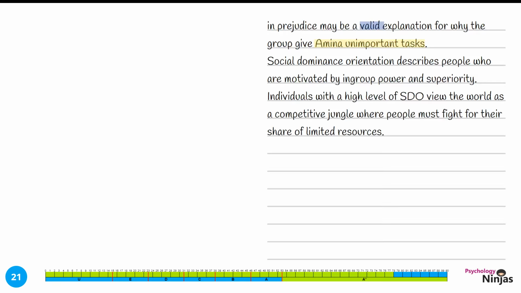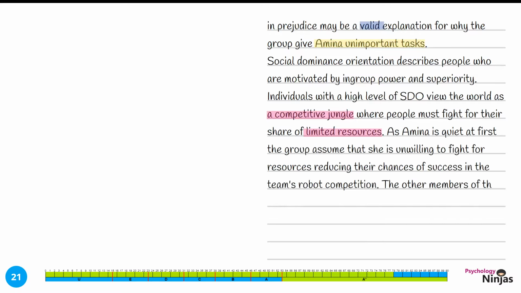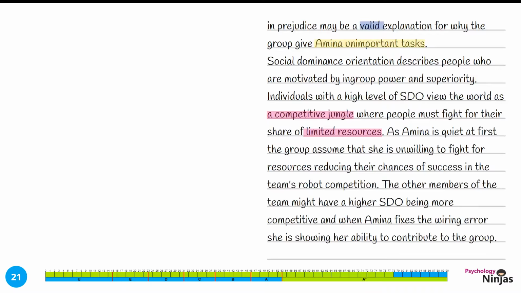Here we've identified a particular personality type linked to prejudice. We've explained the views of this personality type in terms of having a competitive jungle, as well as their views on limited resources. We're then going to apply this to Amina's experiences. As Amina is quiet at first, the group assume that she's unwilling to fight for resources, reducing their chances of success in the team's robotic competition.